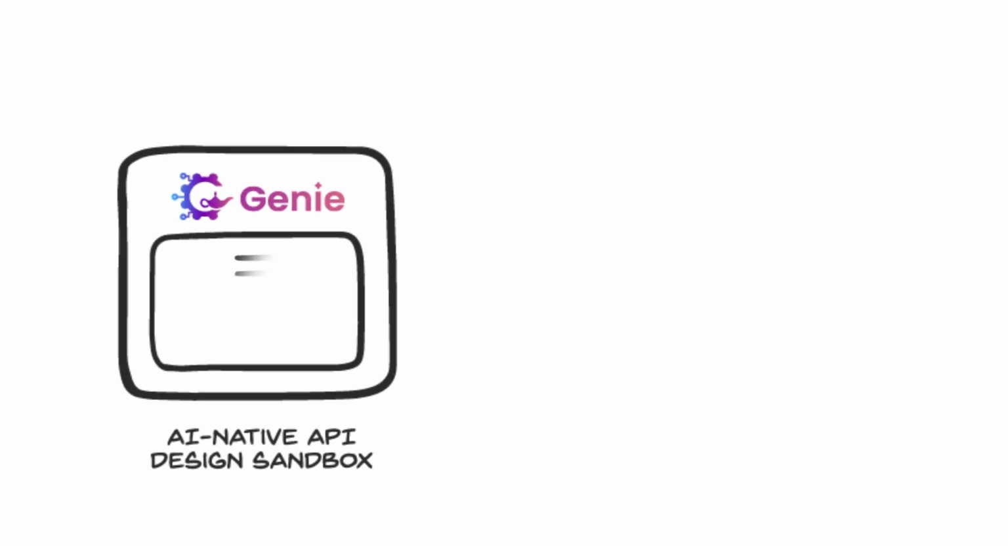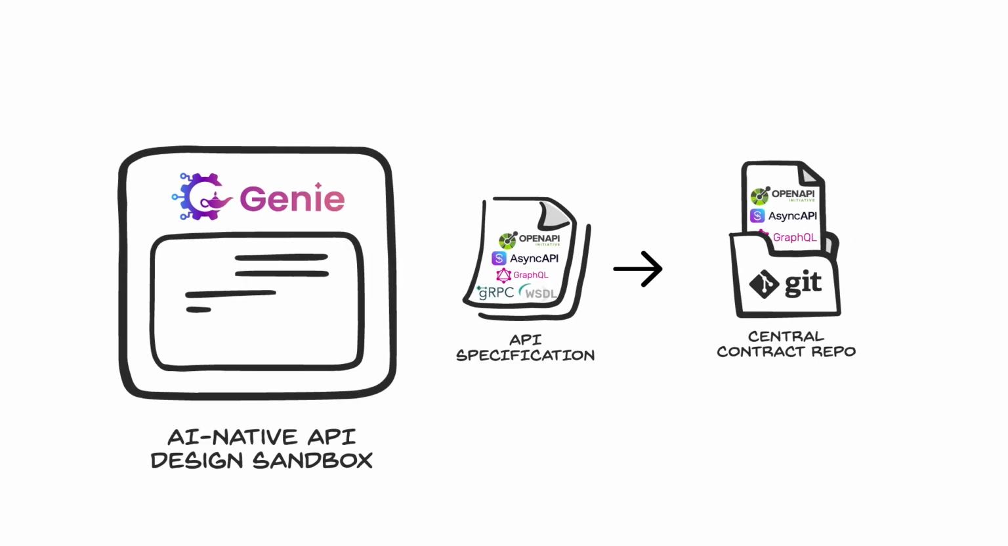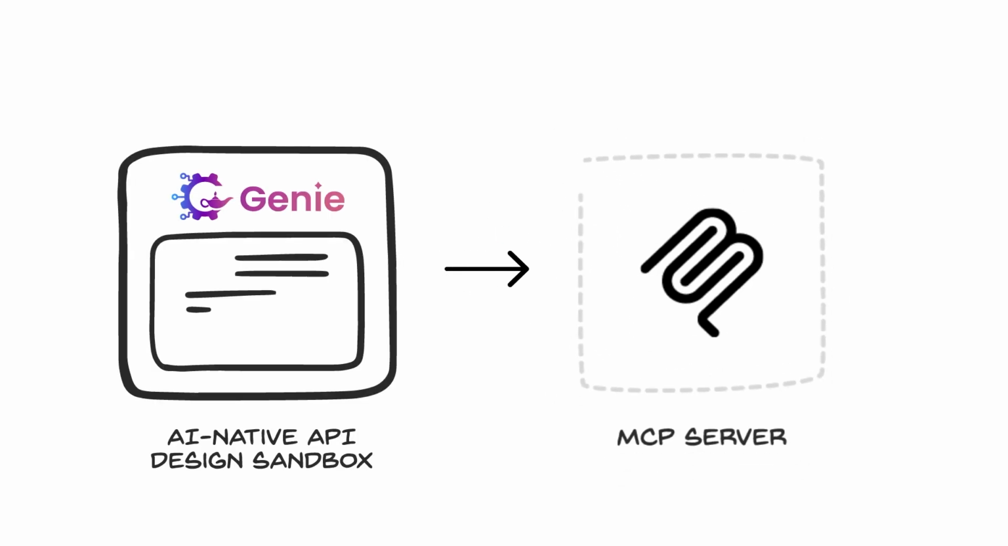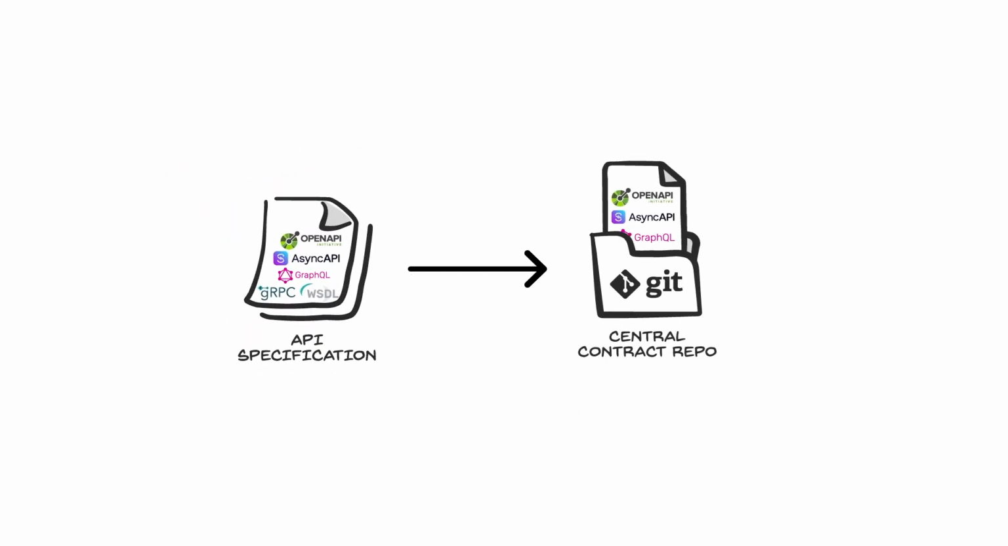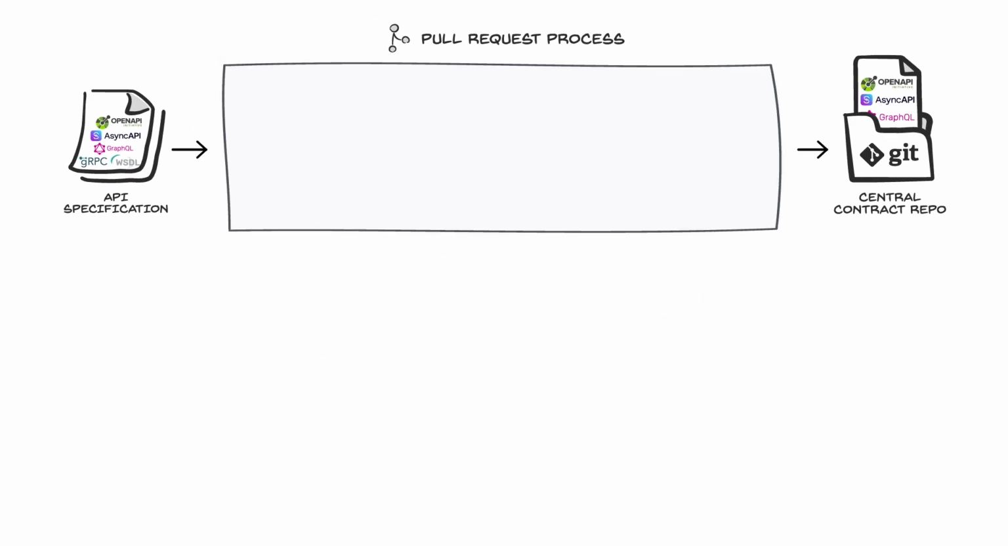Now, with Genie, our AI design sandbox, teams can design, refine, and test this spec collaboratively. Teams can even use Genie to publish an MCP server for an agentic AI ecosystem. Once the spec looks good, it's pushed to the central API repo, the single source of truth for the entire organization. Any change to a spec goes through a simple pull request workflow.